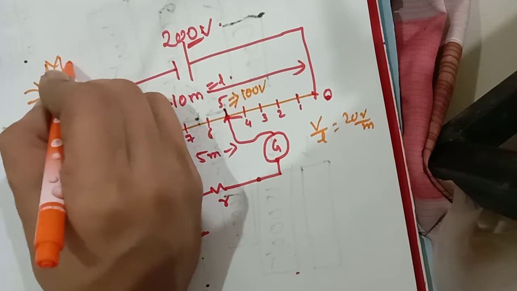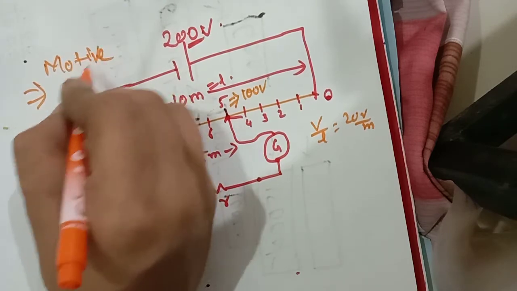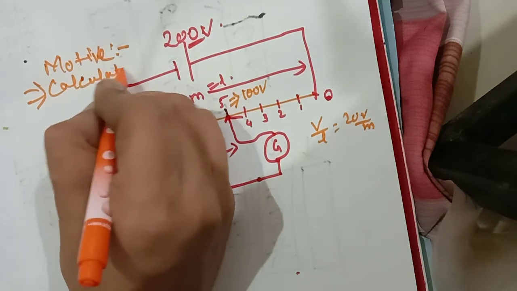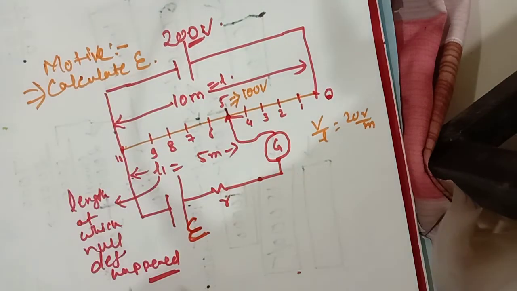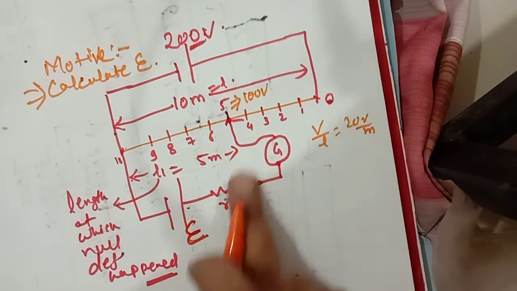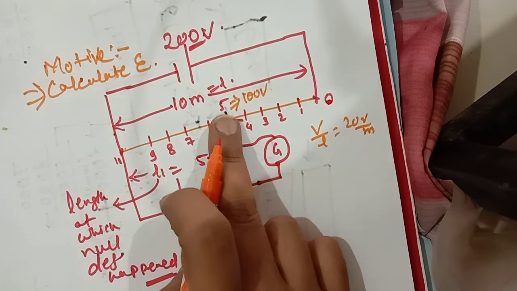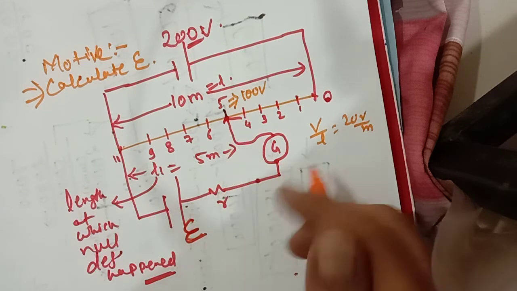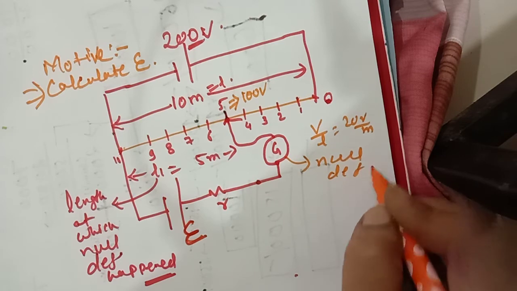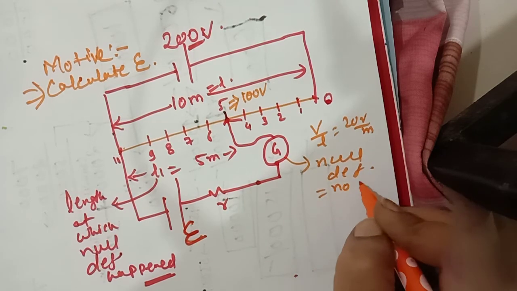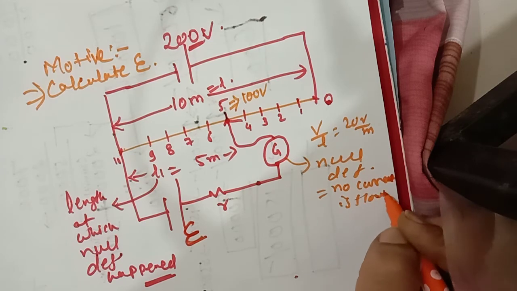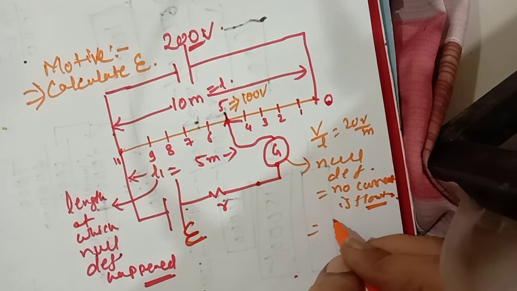Our motive here is to calculate the E, right? So E, how? If I am saying that the galvanometer is showing null deflection, it means no current is flowing. If no current is flowing, it means equipotential points.